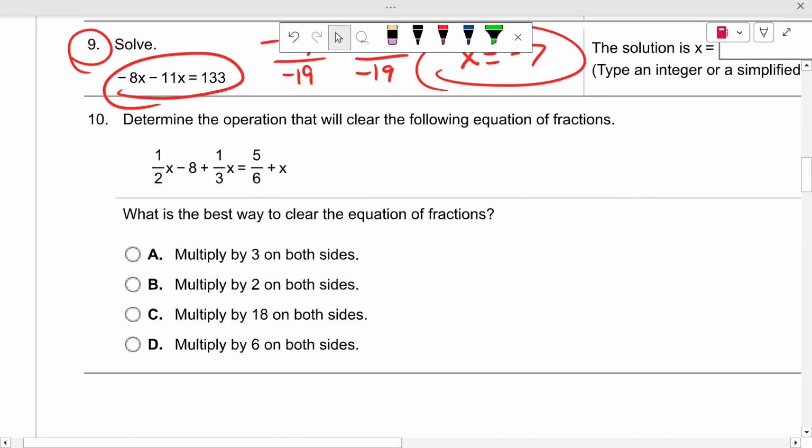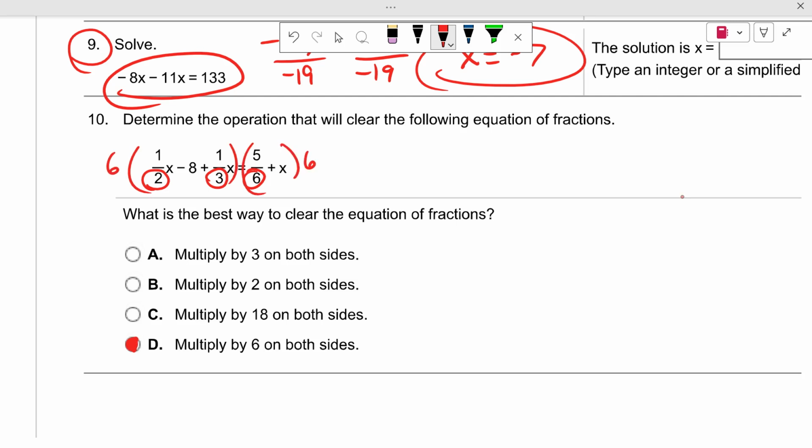On this one, we combine like terms. The x's are combined. We need to combine first. Okay? But if we want to clear all the fractions, we multiply by the least common denominator. What number does 2, 3, and 6 all go into? 6. So you're going to multiply both sides by 6.